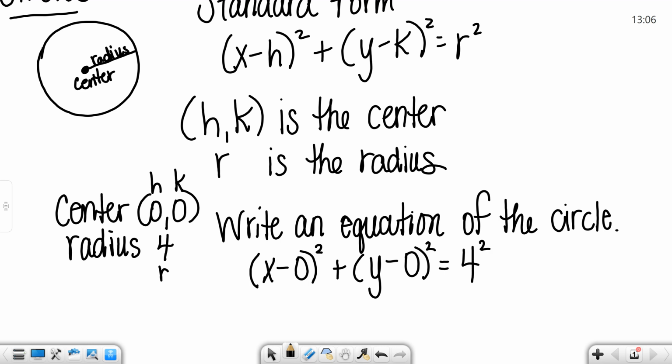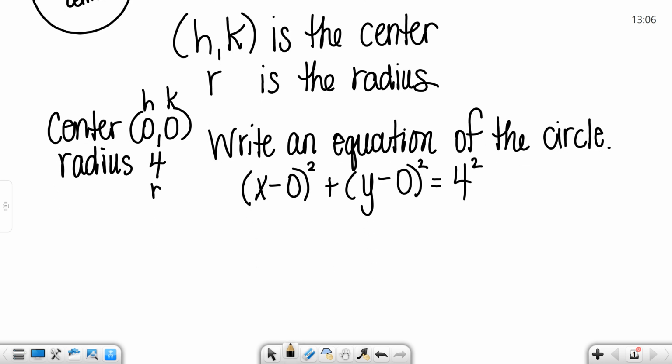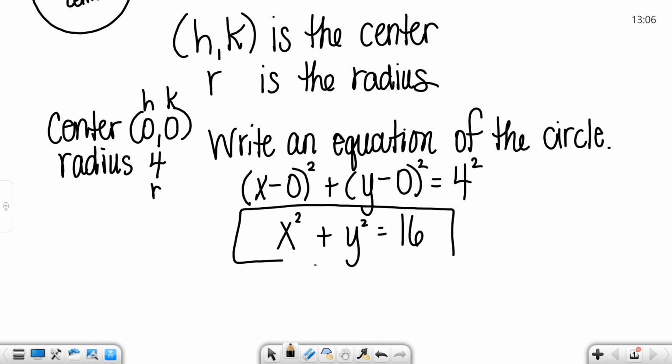All right, and now we simplify what we see because we can. Anything you can simplify, we'll need to. Well, x minus 0 is just x squared. y minus 0 is just y squared. And then 4 squared is 16. So this would be the equation of our circle: x squared plus y squared equals 16.